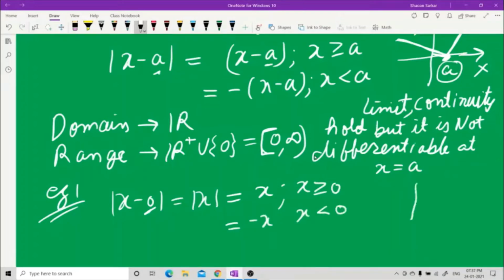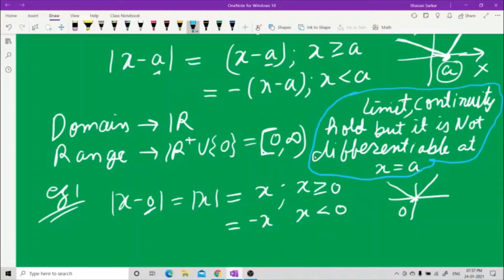So the graph of this function is at the point 0 you have these two lines. See, very simple. Again, this is not differentiable. Let me put the note in some sort of a box. Now the limit holds at 0, and it is continuous, but it is not differentiable at x equal to 0. See? Now let me take another one.